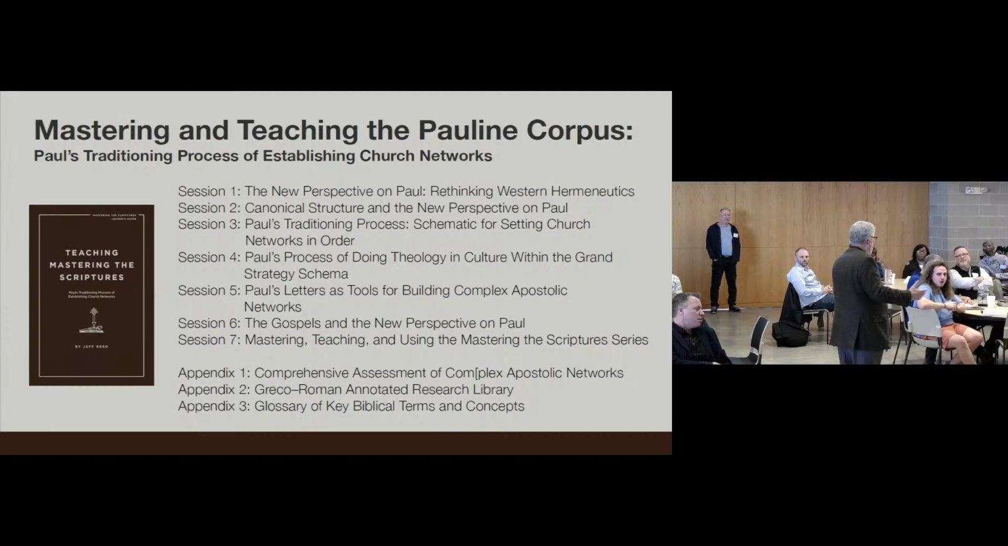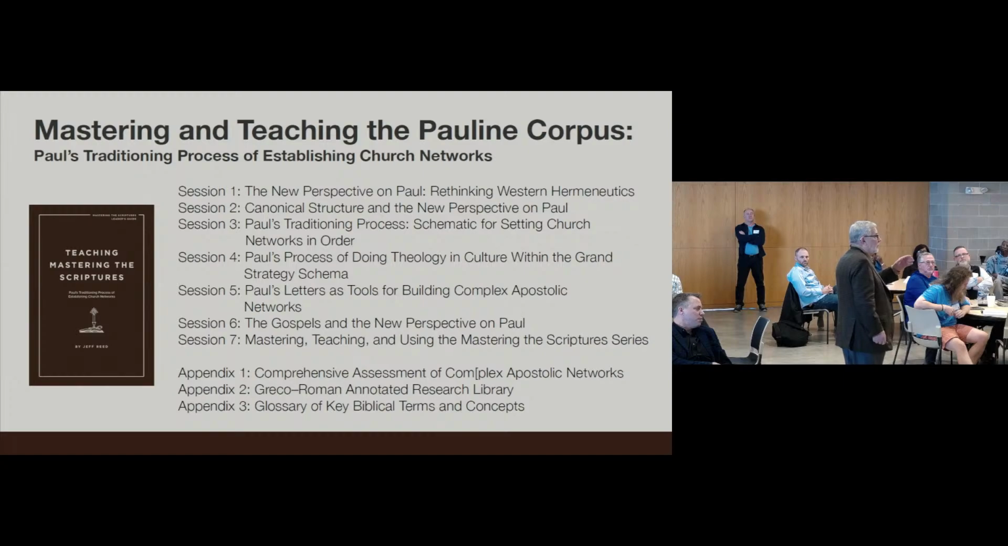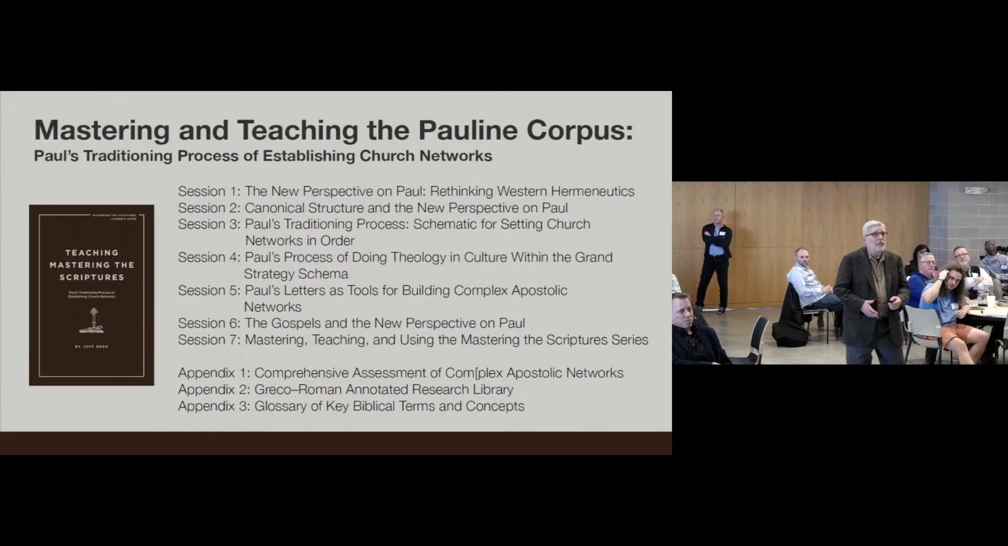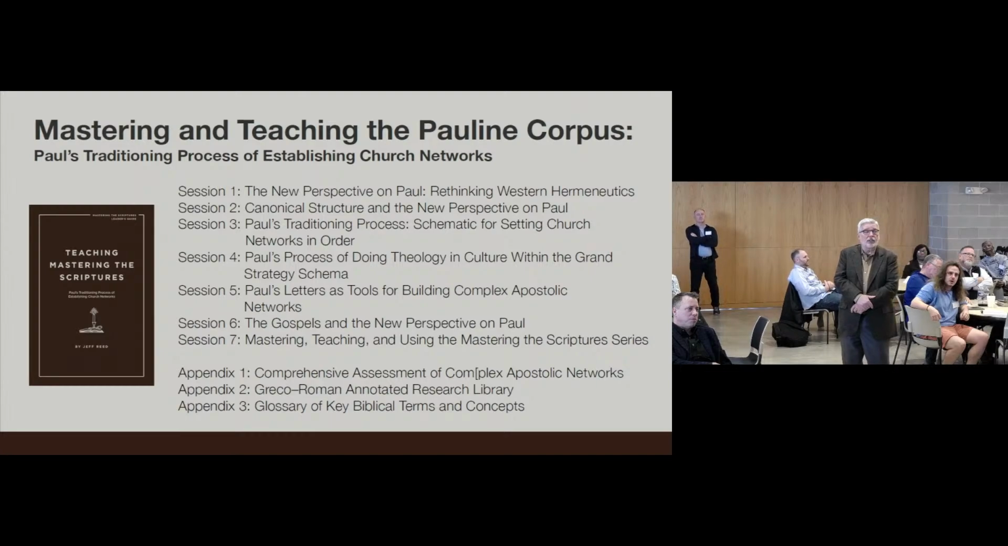And in light of 400 to 500 years of debate in theology, particularly from the Reform side, you're completely lost. People haven't solved some of those problems for 400 years. And as a result, we have 30,000 plus denominations. The whole thing is upside down. So we're going to put the Gospels back in context, and then we're going to a session just on using this tool. And then there are appendixes, a comprehensive assessment of complex networks, of apostolic networks.